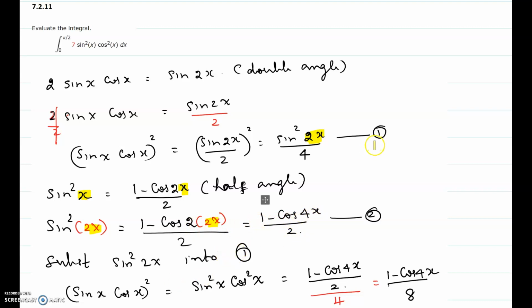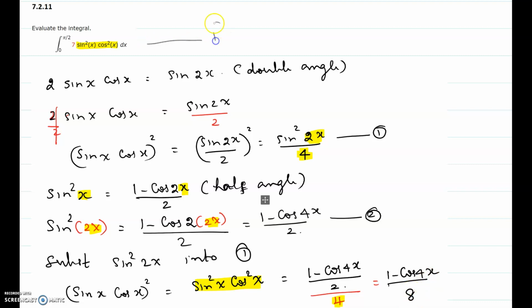So substituting back into step 1 here, sine x cosine x the whole square, which is sine square x times cosine square x, which is our integrand, a part of the integrand, but for the constant. So now, substituting for sine square x cosine square x, we get 1 minus cosine of 4x over 2, that is for sine square 2x, and then you have a division by 4 in that expression. So there will be a 4 over here. So it becomes 1 minus cosine of 4x over 8. So this part, which is sine square x times cosine square x alone, becomes 1 minus cosine of 4x over 8.